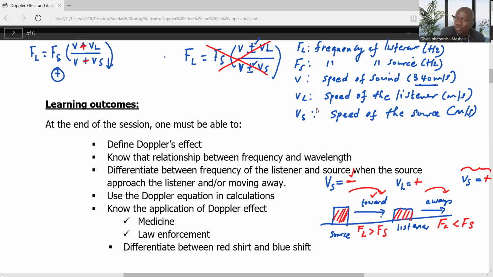Very important. We choose to use a plus formula. Then if you want to use a minus, it's still fine. There's no problem, but you need to do the opposite of what I just said.